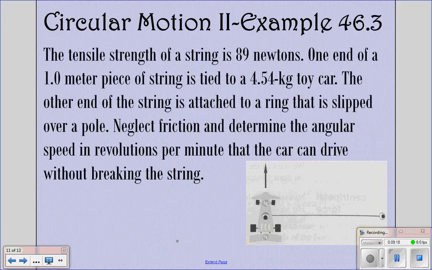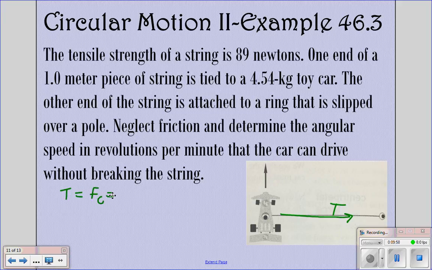Looking at the next example, the tensile strength of a string is 89 newtons. One end of a 1 meter piece of string is tied to a 4.54 kilogram toy car. The other end of the string is attached to a ring that slipped over a pole. Neglect friction and determine the angular speed in revolutions per minute that the car can drive without breaking the string. So we know that our tension is going this direction. So the tension has to equal our centripetal force.